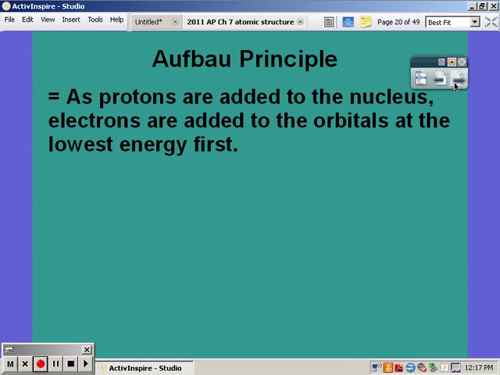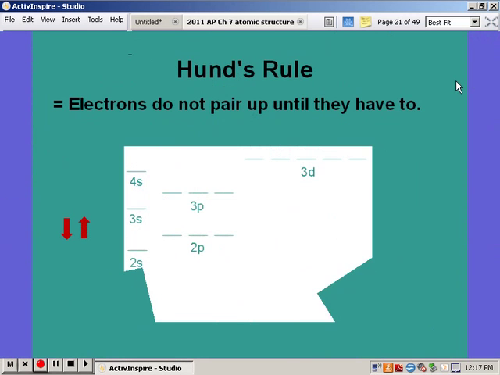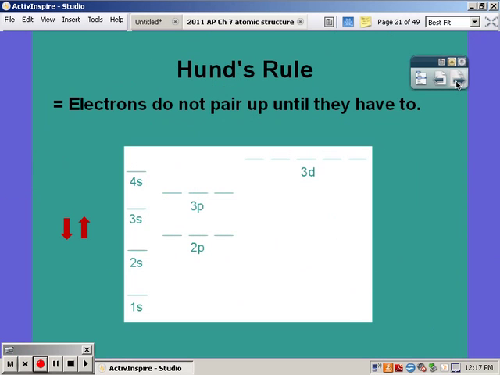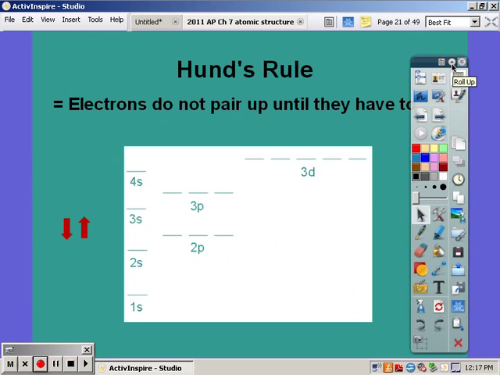The Aufbau principle states that as protons are added to the nucleus, electrons are added to the orbitals at the lowest energy first. Hund's rule says that electrons do not pair up until they have to. So first it'll enter the lowest energy, according to Aufbau, and then it's got to pair up before moving on to the second energy level.